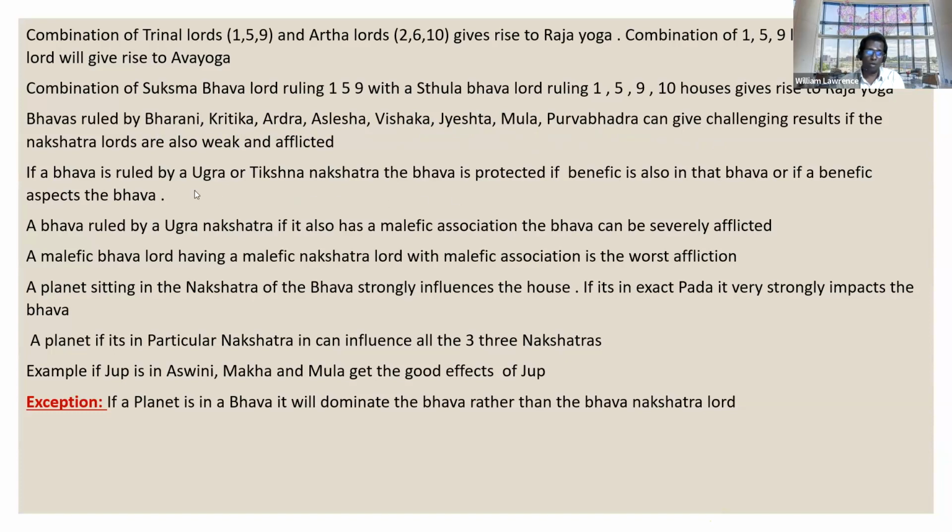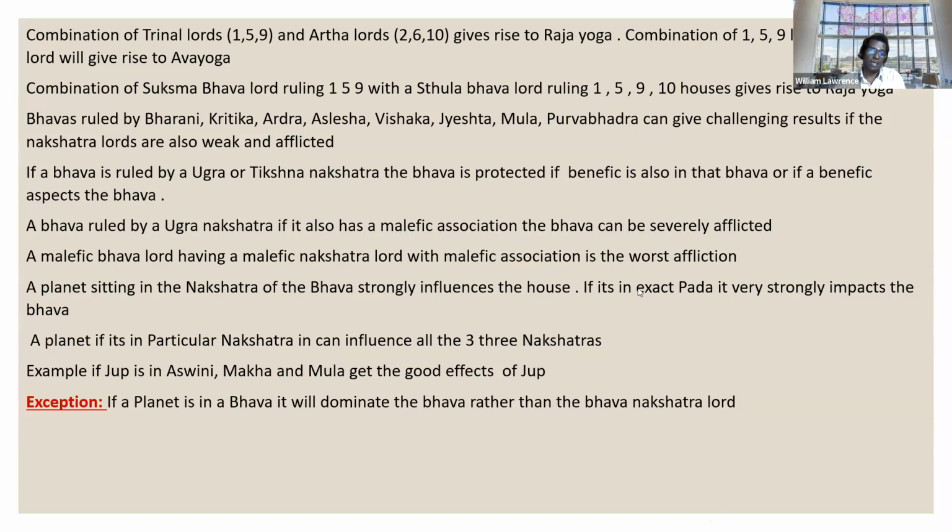So usually these are called Ugra Tikshna Nakshatras. It is very important, if a bhava madhya has these as nakshatras, that a benefic aspects or sits on this nakshatra or its nakshatra trine to reduce the malefic effect. Or, just the opposite, if you have a malefic sitting there, it can be very difficult. So a bhava ruled by an Ugra nakshatra, if it has a malefic, is severely afflicted. A malefic bhava having a malefic nakshatra is the worst affliction.